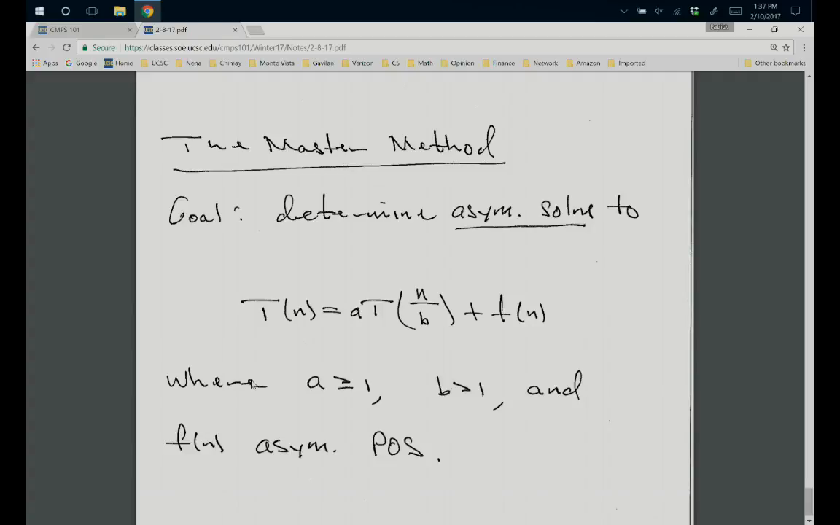Okay, and each of these three cases is an if-then statement. The thing after the if is a question about the asymptotic growth rate of f of n. If f of n grows this fast, if f of n grows this fast, if f of n grows this fast. So in all cases, we're comparing f of n to a certain function. The function is n to the log base b of a. So let me remark on that.